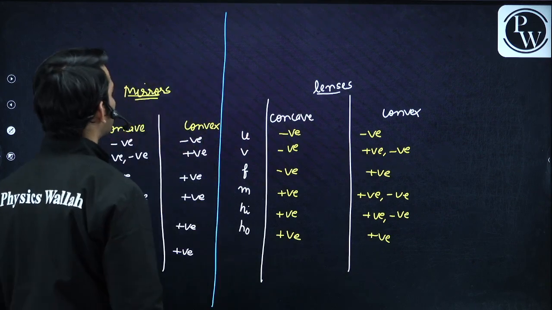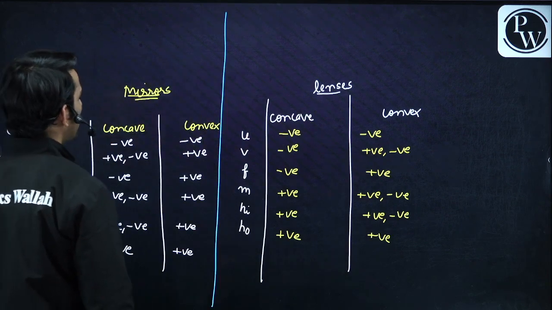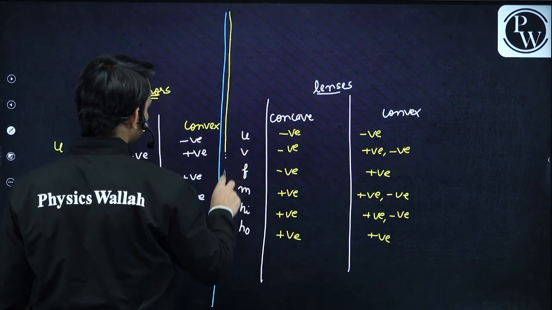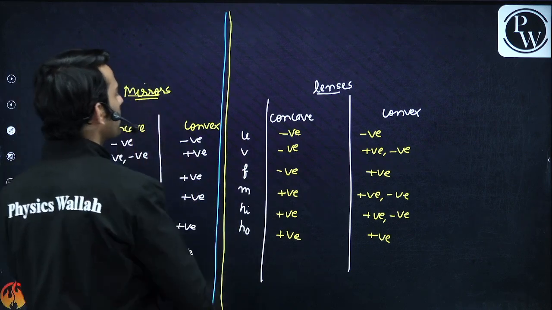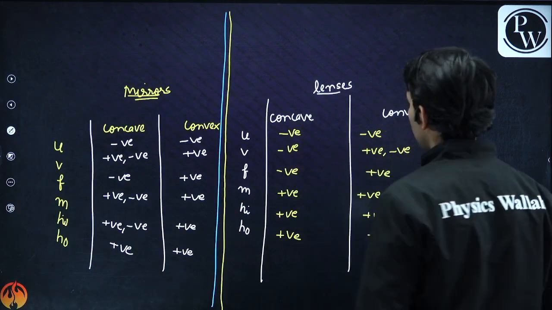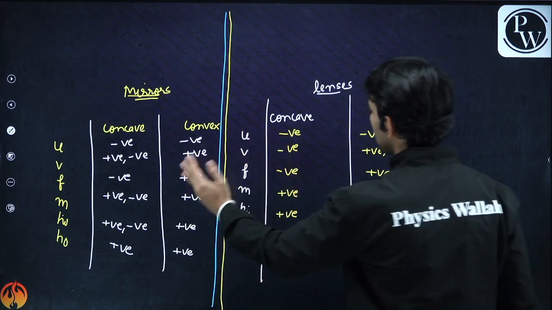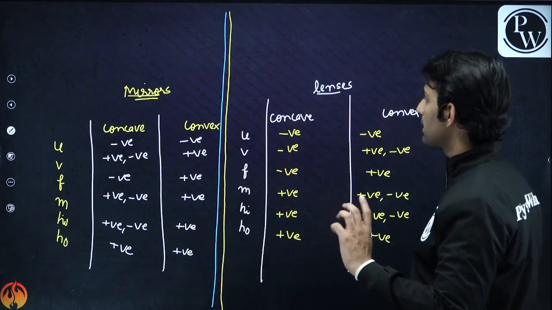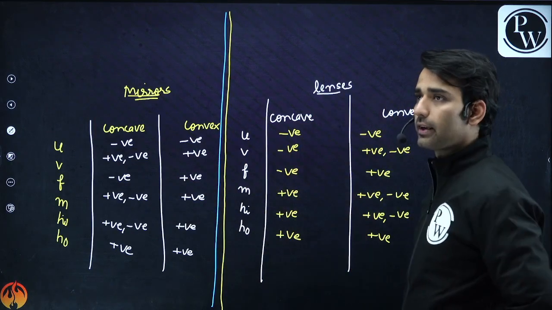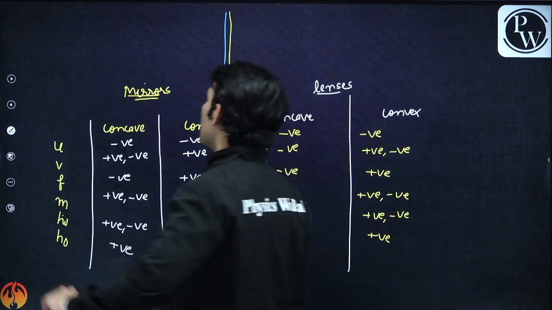Clear? So this is the difference between the lenses. Okay, this is for the mirror part. This is for the lens part. Clear guys? This is for the mirror part and this is for the lens part. Very, very important summary chart that you should be knowing. Okay, everybody. Now next part is power.